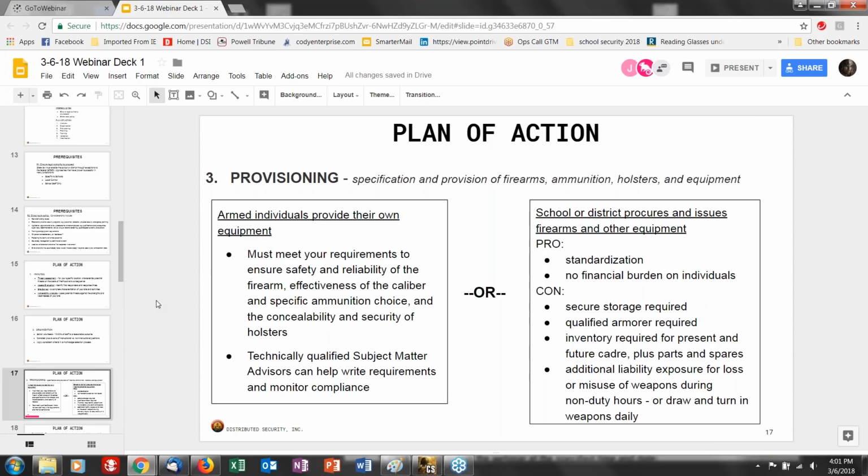And finally, this solution would create a liability exposure for loss or misuse of weapons during non-duty hours. In other words, the teacher or administrator takes a district-owned weapon off of school premises at the end of the day and returns in the morning. The liability exposure for the district, should they lose that weapon or the weapon be misused, might be considerable. And the only way you could avoid that would be to have a mechanism whereby they would draw weapons for the workday and turn them in at the end of the day. And that, again, is logistically very, very difficult in a school context.